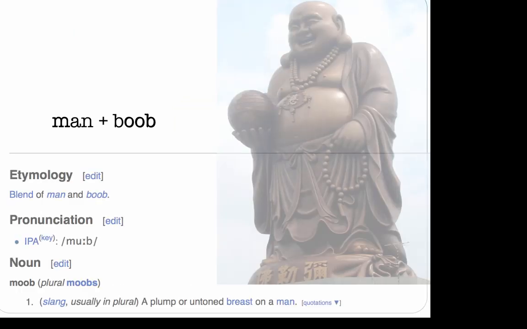Now, some new words are formed by clipping and blending. For example, the word moob, meaning man boob, is made up of man and boob. But we got rid of the an in man and the b in boob, leaving us with moob.